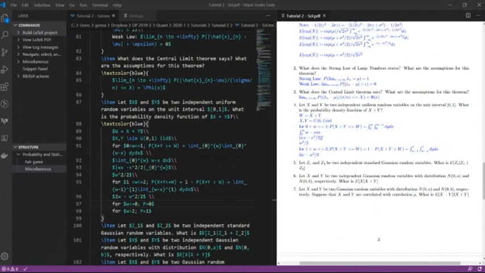Okay, so any other question, guys? This is a joint distribution, yes.